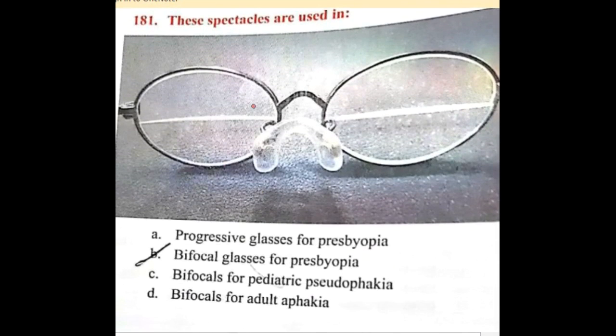Spectacles are used in. So these spectacles which you are seeing here, you can see this is one lens which is present and this is the second lens. So it is a bifocal lens, and these bifocal glasses are used for presbyopia.